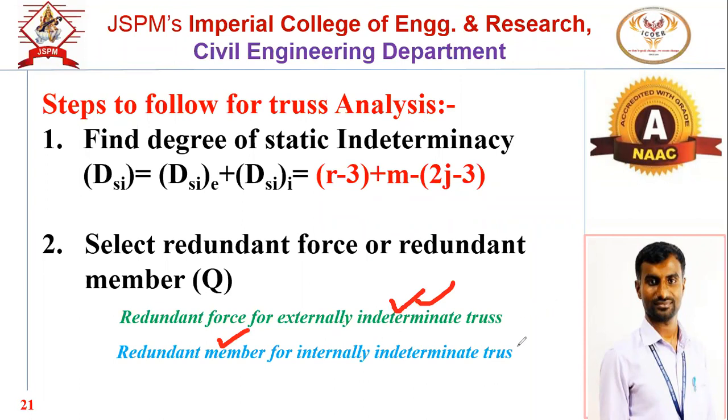So out of these two combinations, you will get only one combination. At a time you don't get the truss which is externally indeterminate as well as internally indeterminate. This is not the case. So either the truss will be externally indeterminate or the truss will be internally indeterminate. So out of these two, only one condition will be there.